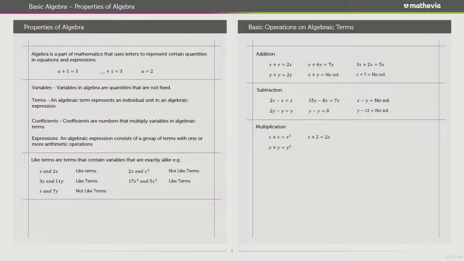Y times y is y squared. X times 2 is 2x. Basically 2x is 2 multiplying x. 2 apples, 2 oranges, think of it in that manner. And then we have 3 times 4y.